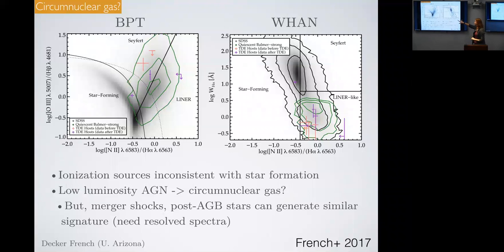And we see a similar picture here for this Venn diagram. So N2 over H alpha again, with the H alpha equivalent width instead. Most of the TDE hosts are then in this LINER-like region where they don't have very strong emission lines, but they do have this non-star-formation-like ionization.